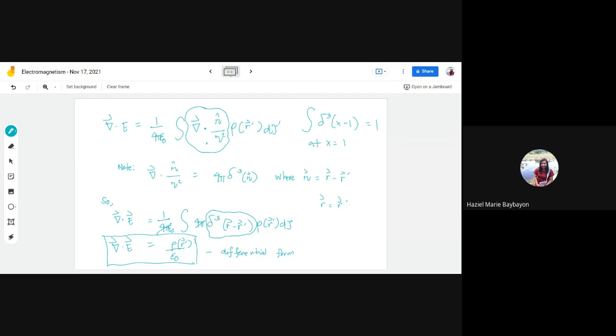Sakto ba? Other points aside from 1, kay ma-zero na siya. Can you confirm? Okay, sakto siya. So at r is equal to r prime, that is where the peak is. So at that point, the integral of your Dirac delta function is equal to 1.